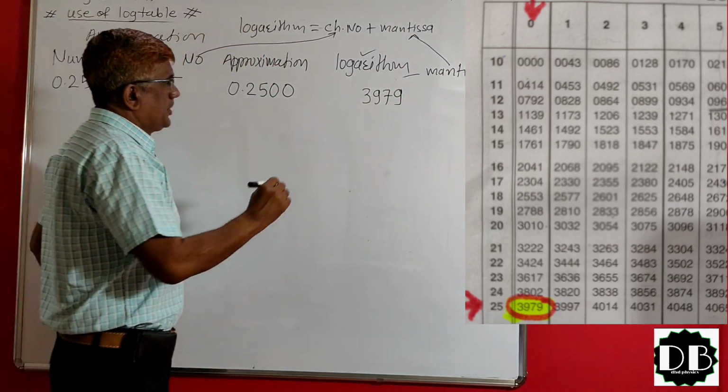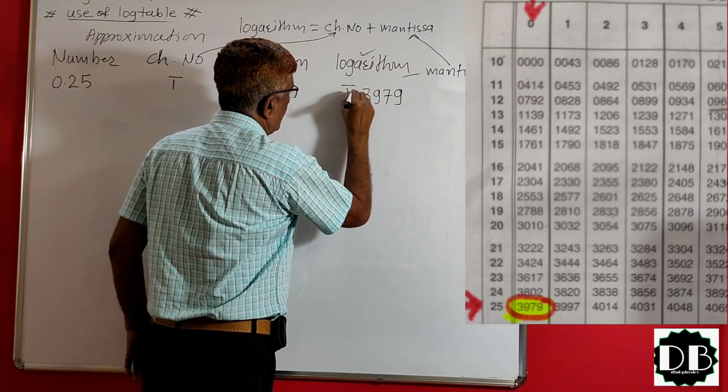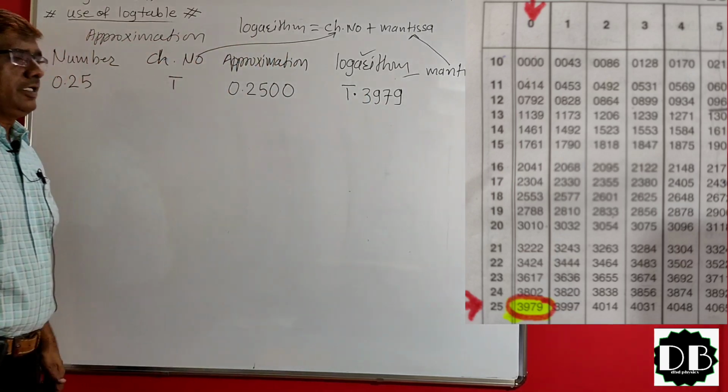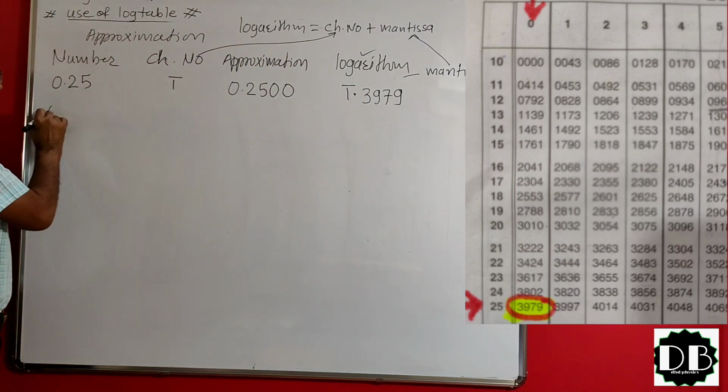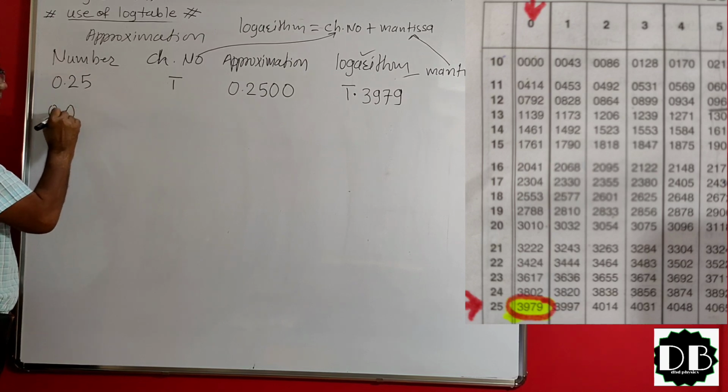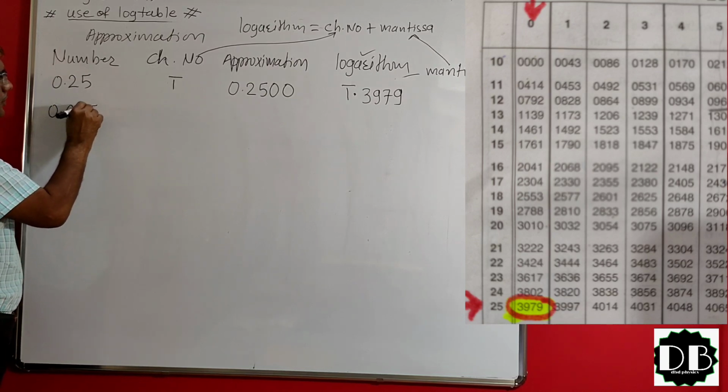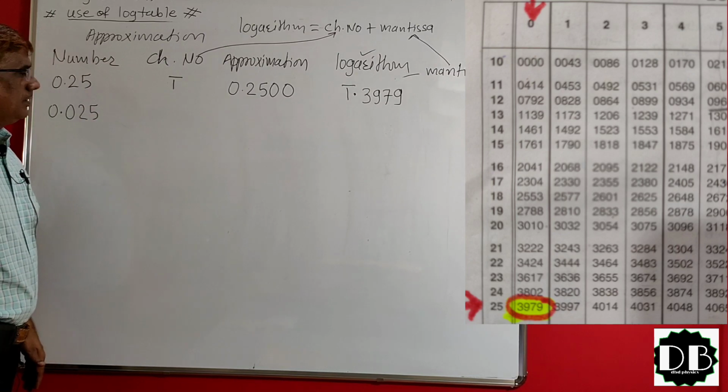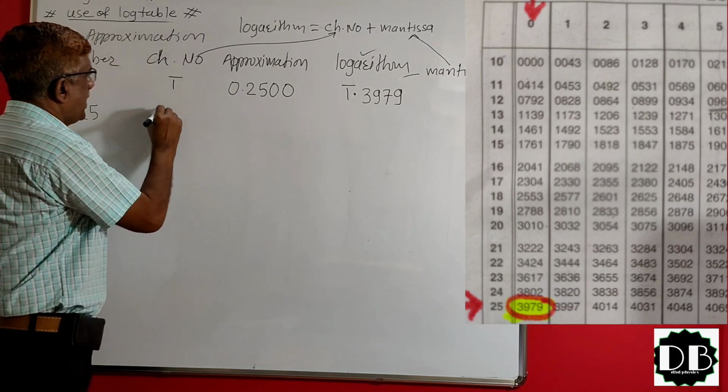Character number is bar 1. This is the logarithm. If we have the number, once again keep the number as it is, 25. We have the character number bar 2.